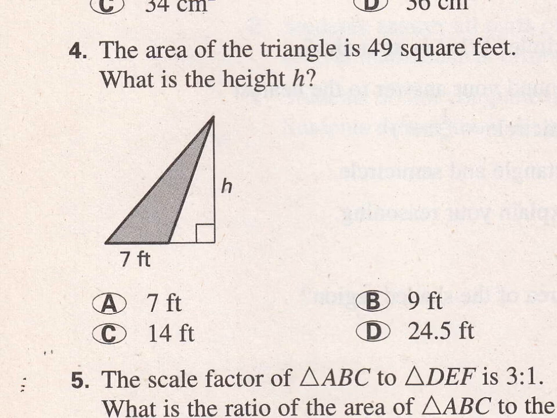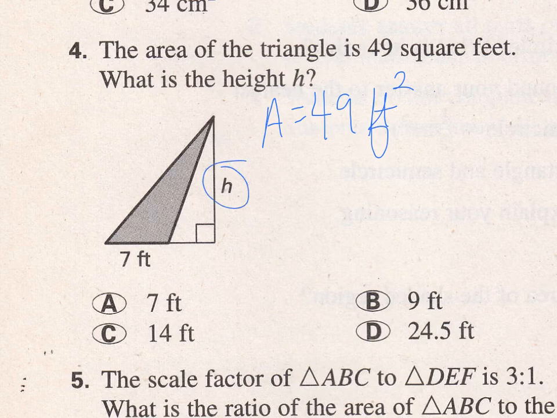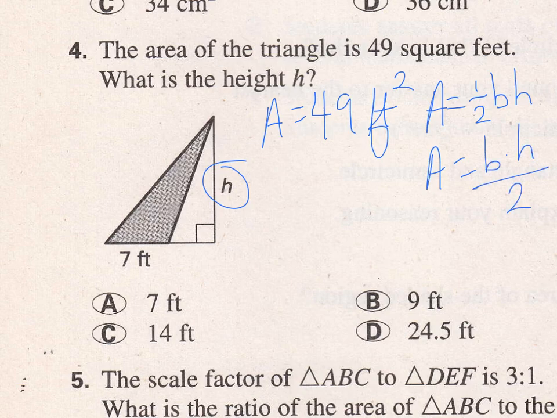Number 4, the area of the triangle is 49 square feet. So they give you the area. Okay, that's 49 feet squared. They want to know what the height is right here. So remember your formula. Area is 1/2 base times height, or I always like to write it as area equals base times height divided by 2. So plug in your B, which is a 7, and you already have the 2, but get H by itself. Remember, if I'm dividing by 2, I'd multiply both sides by 2 first.